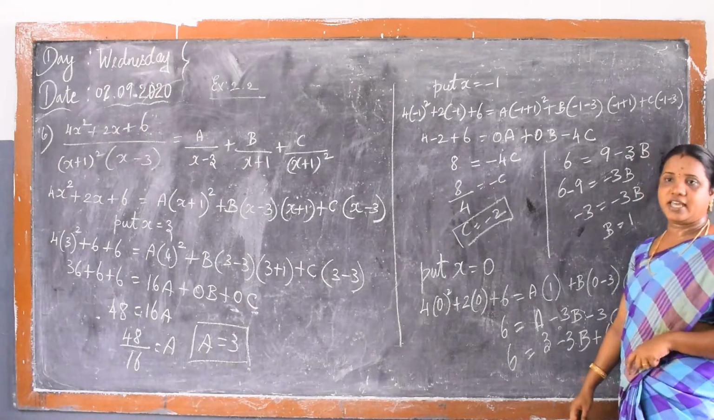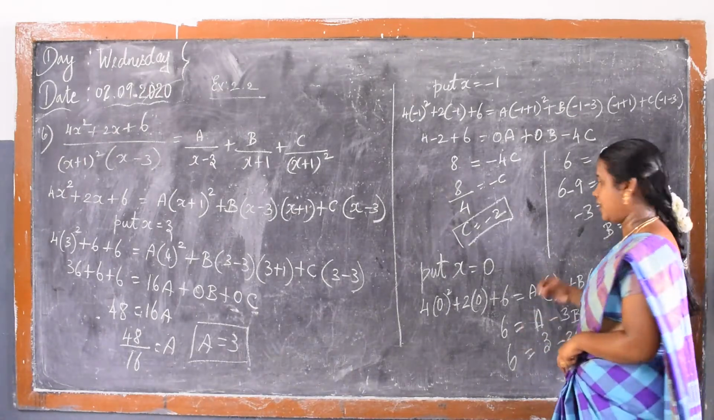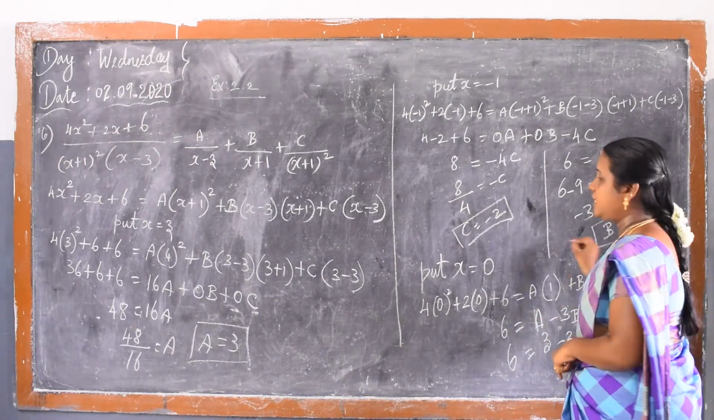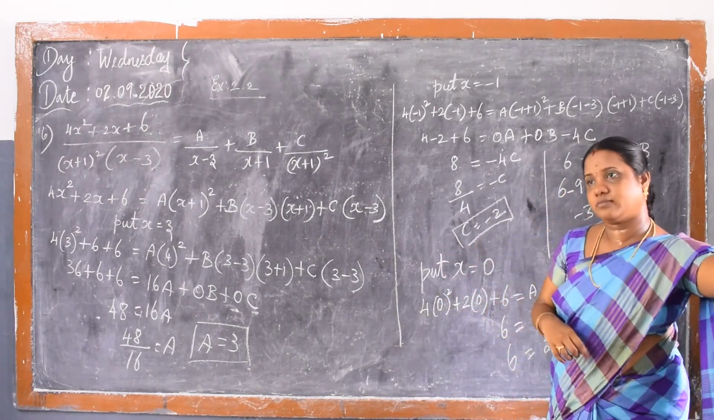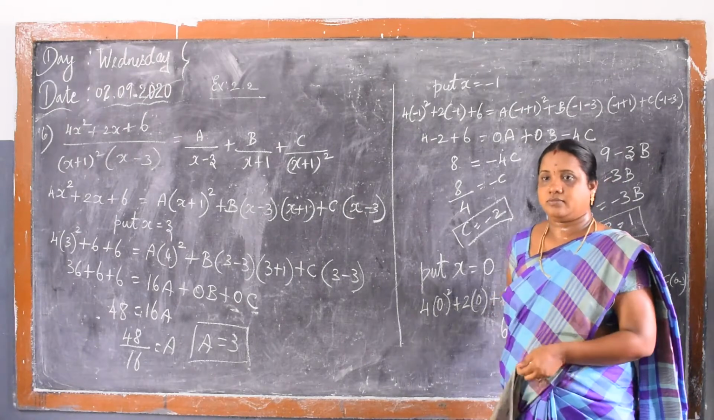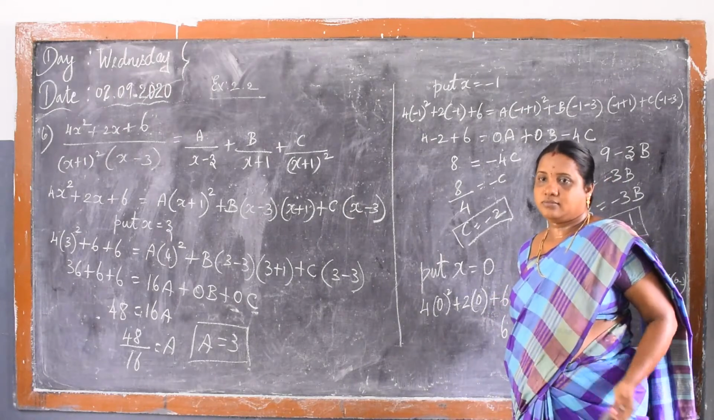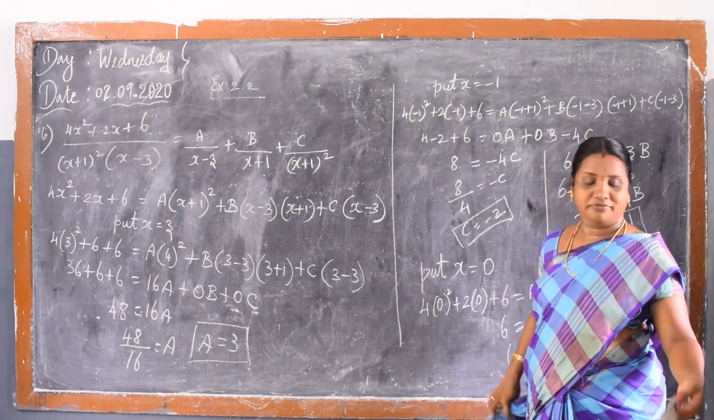So what is the answer here? B is equal to 1. Now we got the values of A, B and C. Copy down this. Take your rough note and write.